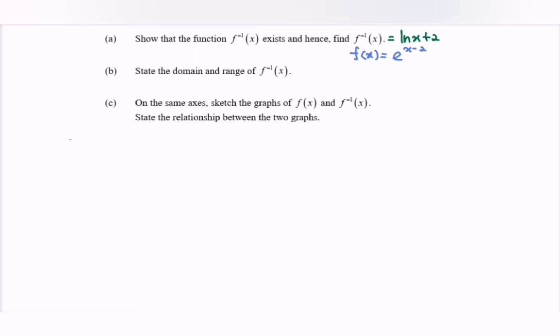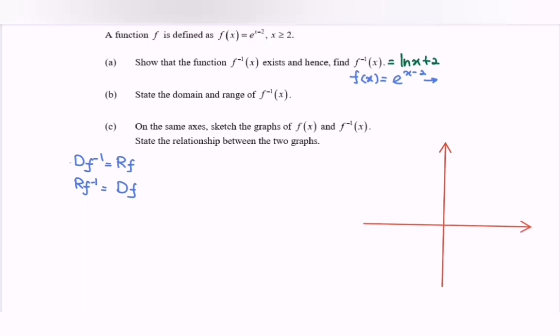So kindly refer to part B. State the domain and range for the f inverse. The domain for the f inverse equals the range for the f. Then the range for the f inverse equals the domain for the f. So kindly refer to the situation here. As for this case, focus on the graph for f(x) = e^(x-2) with the domain x greater than or equal to 2. Based on the situation, here will be the graph.